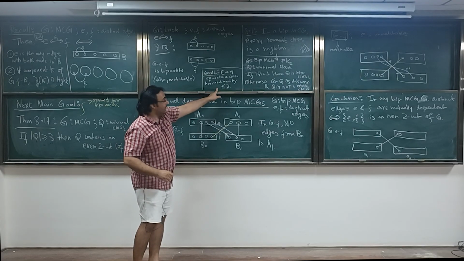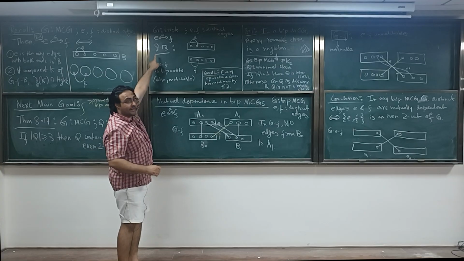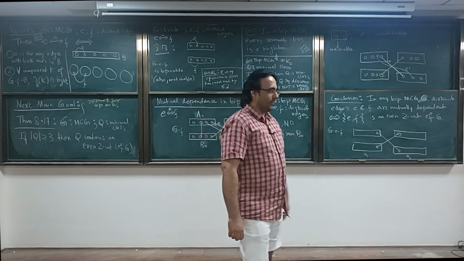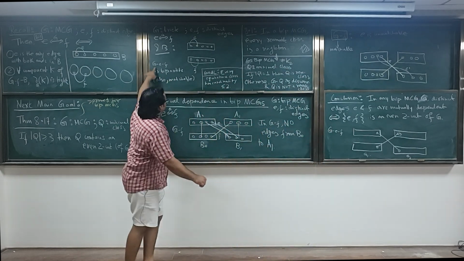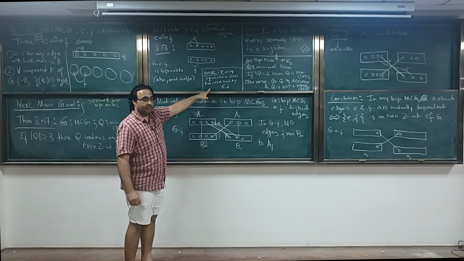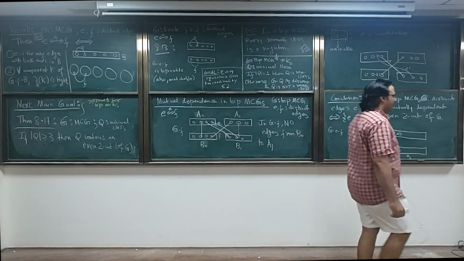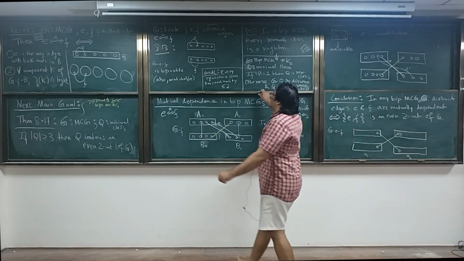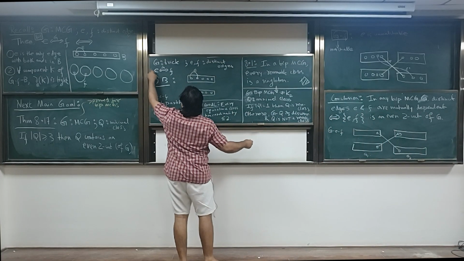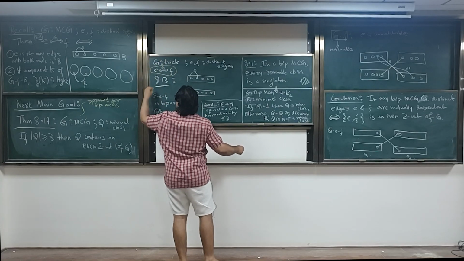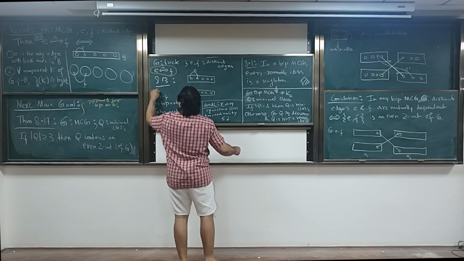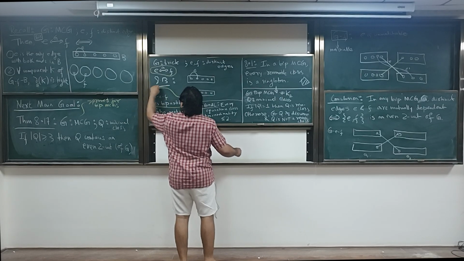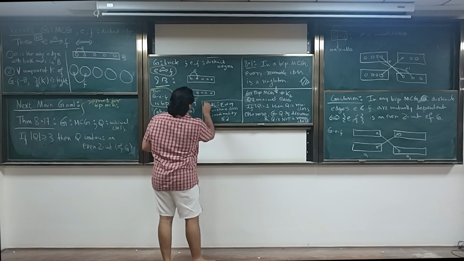What we have so far is that if you have two mutually dependent edges, then G minus E minus F is bipartite. From here we want to go here. Let me just mark it. So what we have is the stuff in yellow. E and F are mutually dependent edges. Then G minus E minus F is bipartite. From here we want to go here.